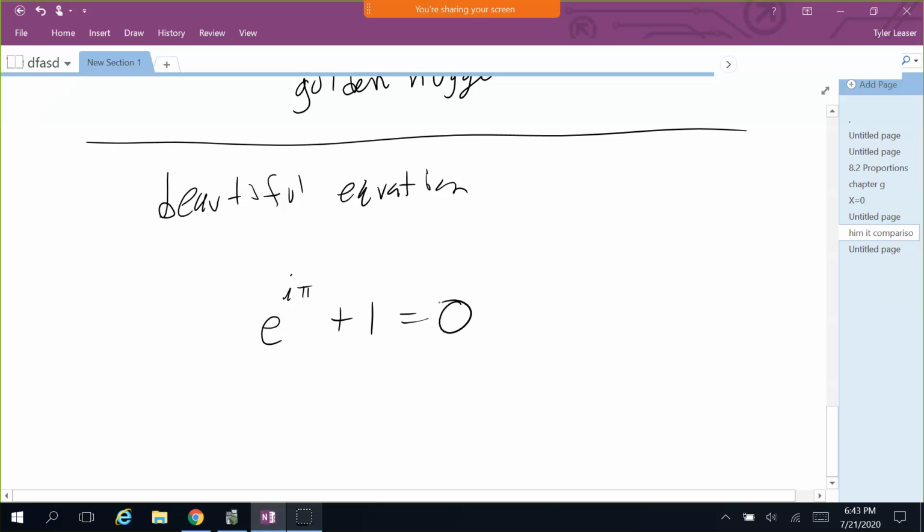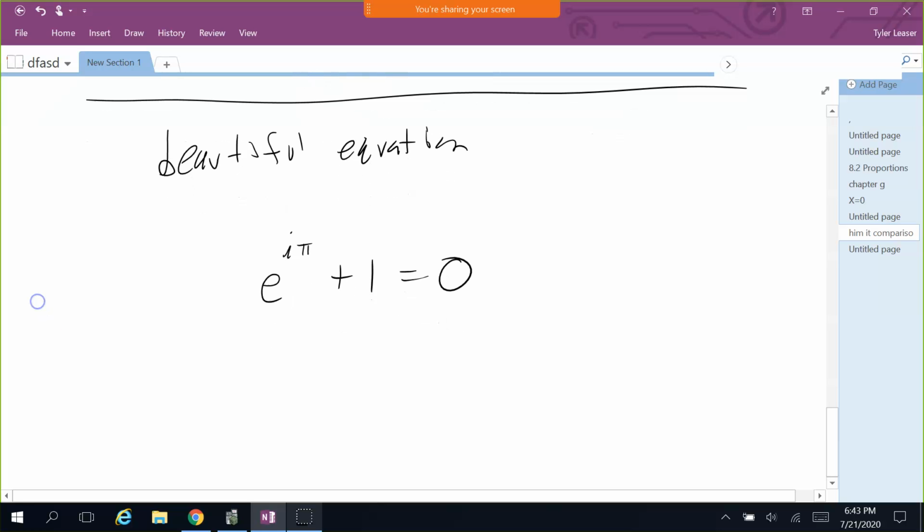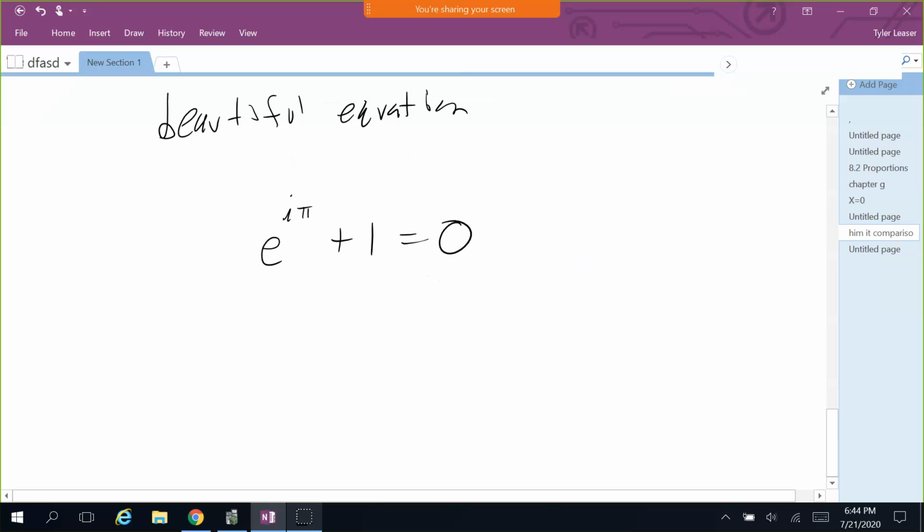The reason this is called the beautiful equation is because it has the most important numbers. Pi, of course, super important. E, very important. I, the imaginary number, important. 1 is the kernel for multiplication. 0, the kernel for addition. All very important numbers.